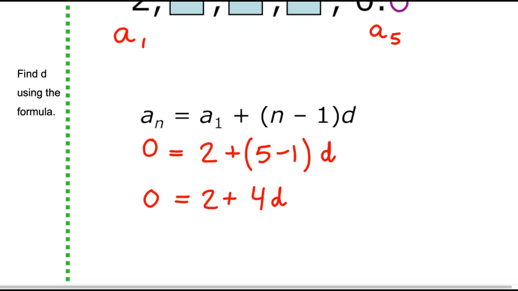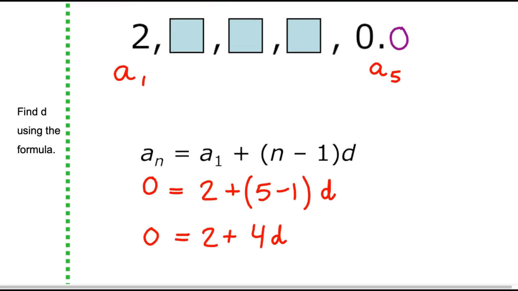The 5 is there because it gave us the fifth one, a sub 5. So the given information was the fifth element and the first element. They could have given us the 10th element, and then this would have been a 10 in for n instead of a 5.